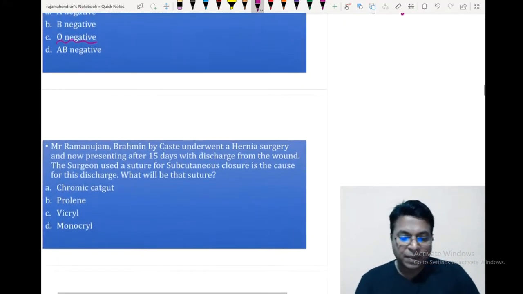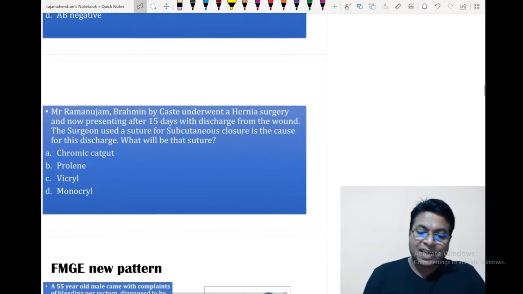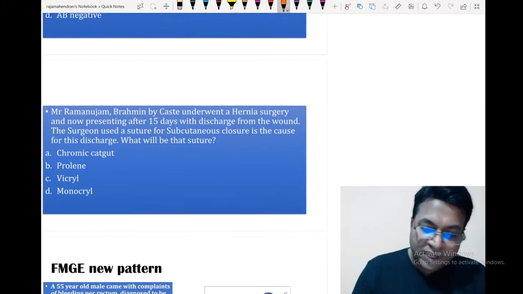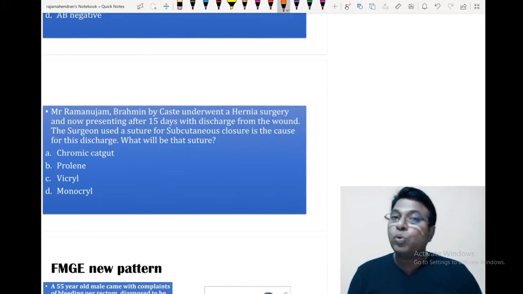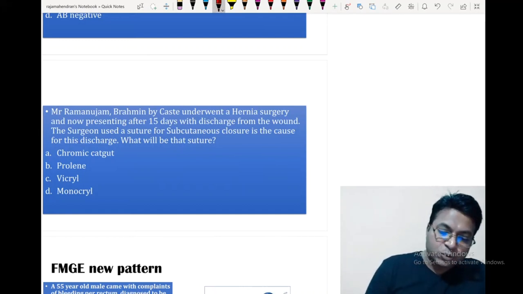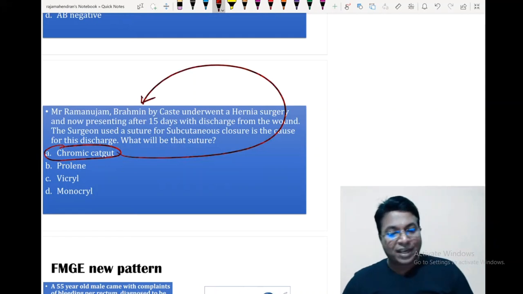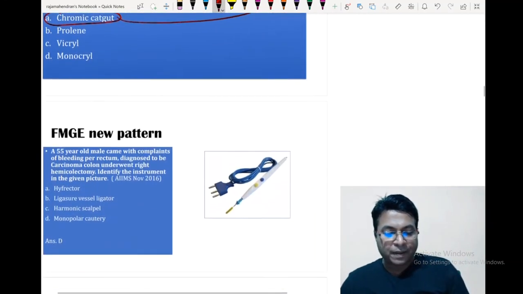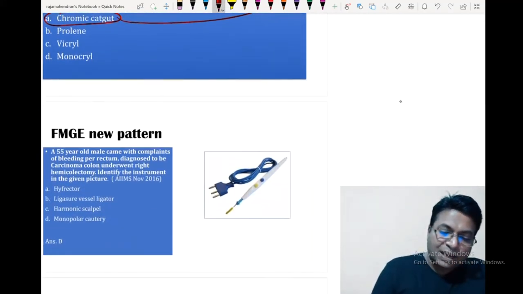Okay, universal blood. Mr. Ramanujam, Brahmin by caste, underwent a hernia surgery and now presenting 15 days after with a discharge from the wound. The surgeon used a suture for subcutaneous closure, which is a reason for this. The surgeon has used some suture which has made a wound infection. What will be that suture? That suture will be usually a catgut, which should not be used in vegetarian people, as they will be having an allergic reaction more.